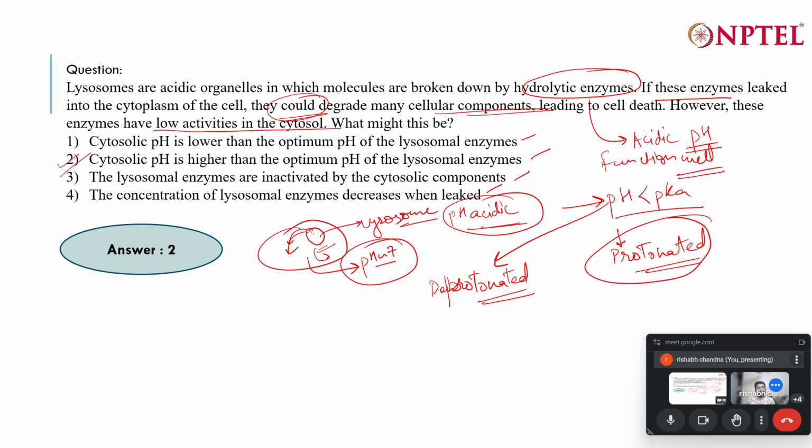Is it fine? So these lysosomes play a role in apoptosis. Yes. So at that time, I think they are leaked in larger amounts to cause damage to the cell organelles. Yeah, so during apoptosis, many things change. Okay, so in that case, what will happen? The pH of the cell also decreases.